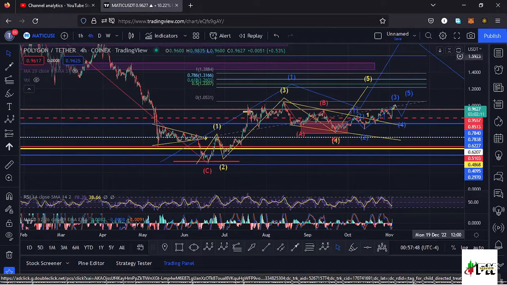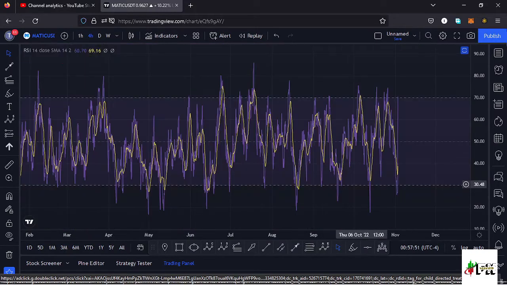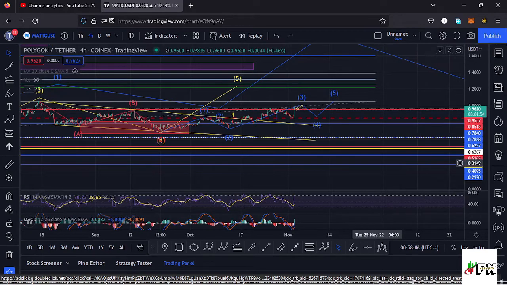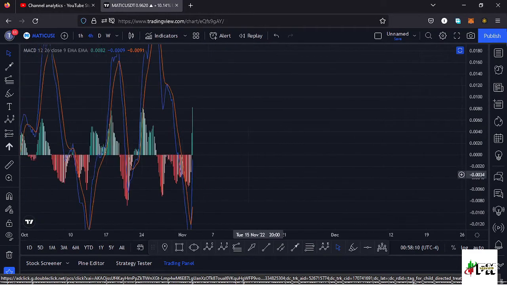Also taking a look at the indicators here on the 4-hour RSI, we are trading at around the 70 mark, meaning we have a bit of room to support any movement to the upper side before we get into the overbought region. So I'm expecting a bit of a retracement here on the RSI, and that will also support that retest of that key area of resistance at around the $0.95 mark.